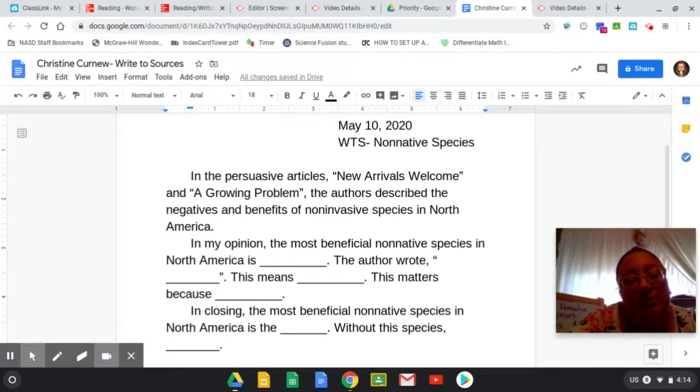So the first thing we want to do is let's look at Mrs. Kernew's example of tags and see if she did an okay job. It says, in the persuasive articles, New Arrivals Welcome and A Growing Problem, the authors describe the negatives and benefits of non-invasive species in North America.